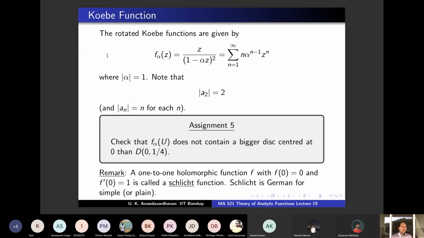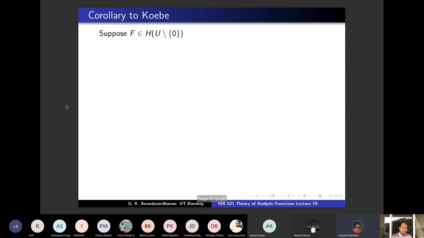Koebe rotated functions are the most famous Schlicht functions. They are also injective. That's what we used here. Okay, so I'll stop here with two.